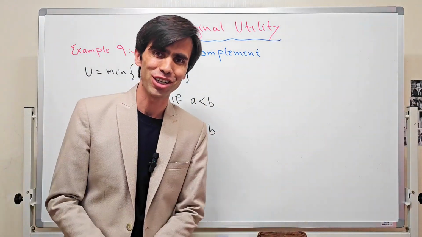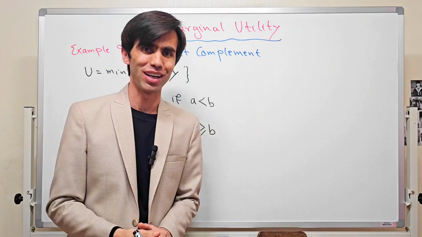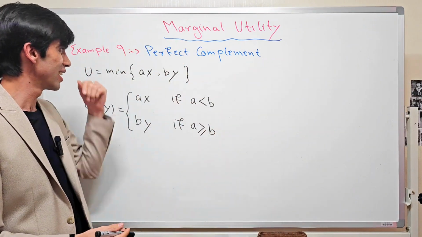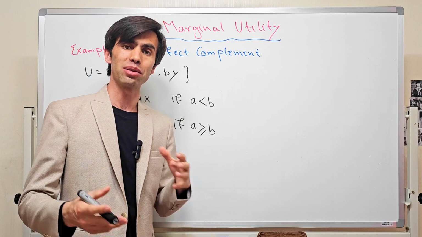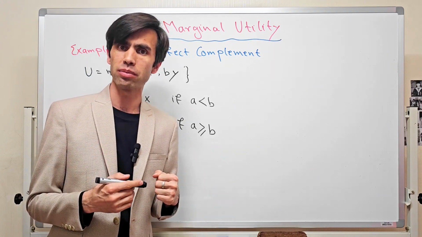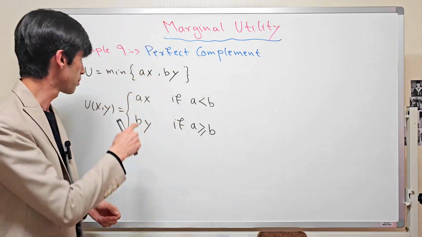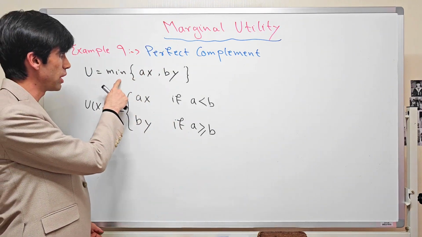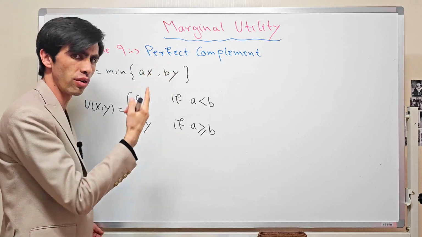Okay guys, welcome back to Econ Minds, and let's continue our example related to marginal utilities. In this example number 9, we are going to find out the marginal utility of a perfect complement utility function. You know that the perfect complement utility function is a min value function, which is u, or utility, is equal to the min of, for example, ax, by.